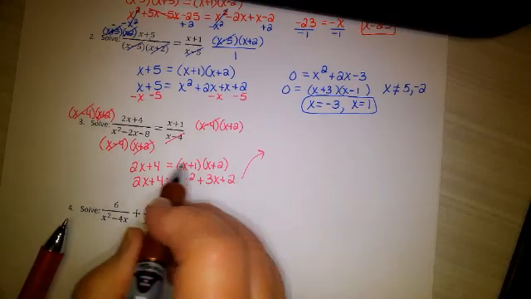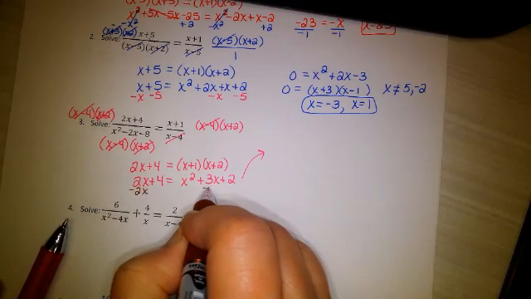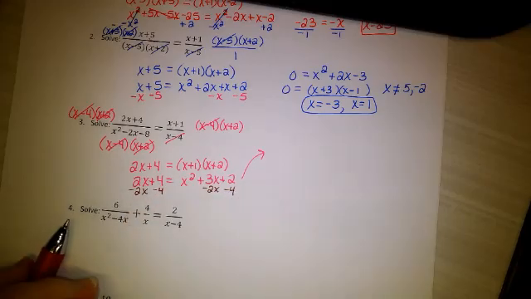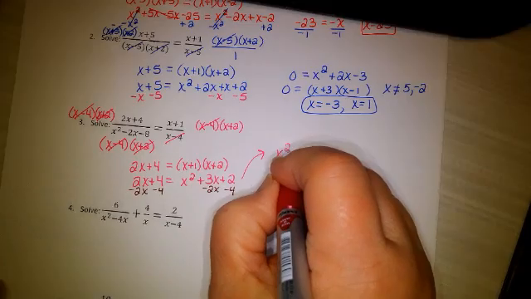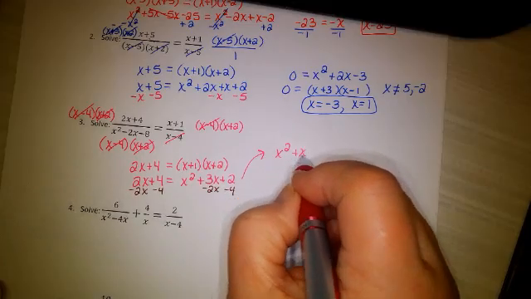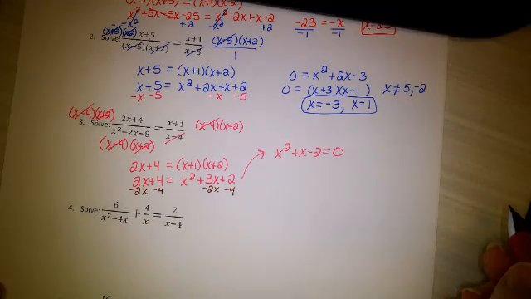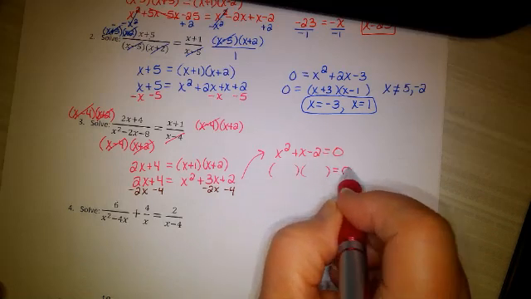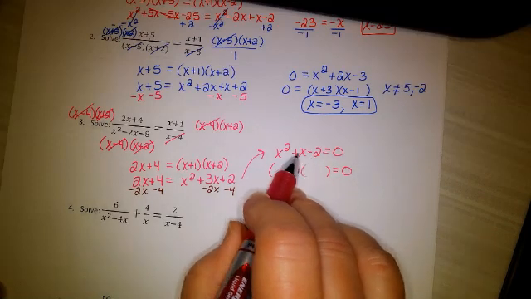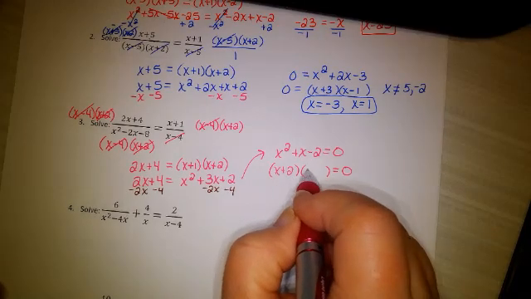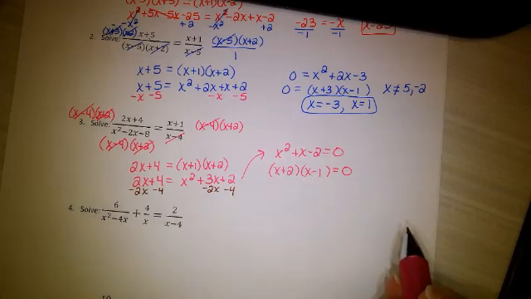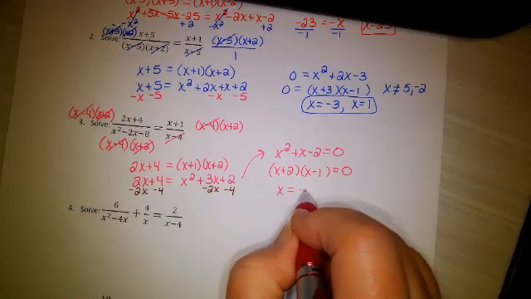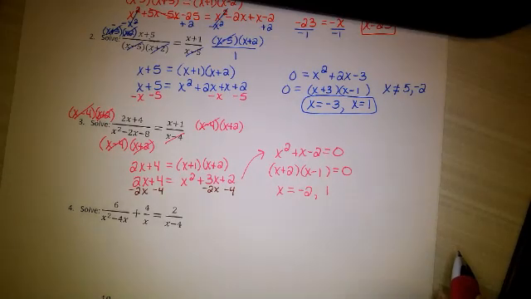Let's see what that looks like. Minus 2x minus 4. And I've got x squared plus x minus 2 equal to 0. So now I have to factor. Factors of -2 that add up to 1 would be plus 2 and -1. X plus 2, x minus 1. So my answers are -2 and positive 1.